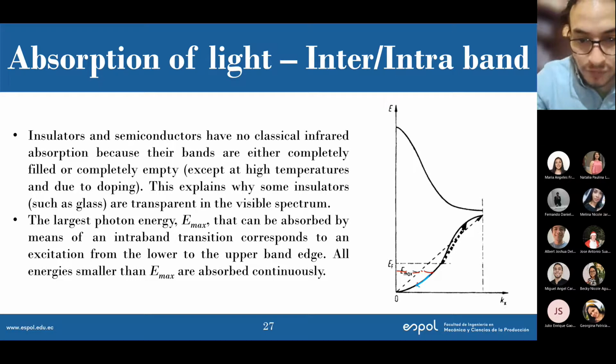Or you could also say, if you're an electron and you are here, you can jump up to Emax. That's the maximum energy. But obviously you must follow the band, so your path is from here all the way up to here. You've jumped from the bottom of the valence band to around the top of the valence band. So Emax is the maximum energy that can be absorbed by an intraband transition. If you have an energy smaller than Emax, then all of those will be absorbed continuously.